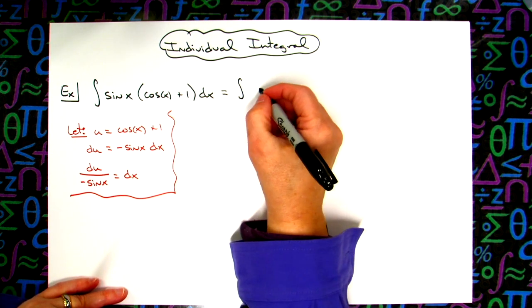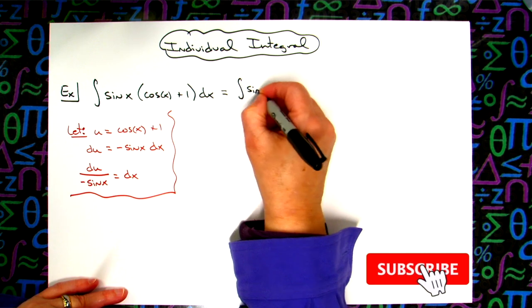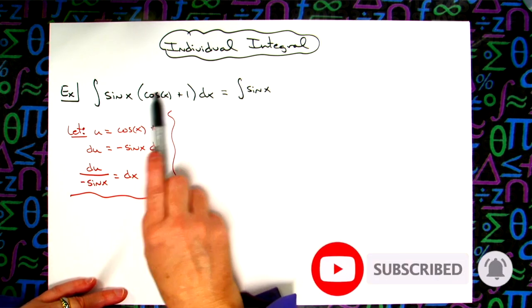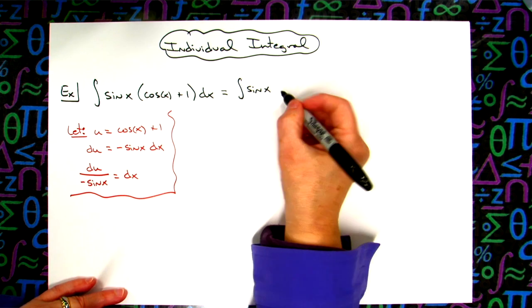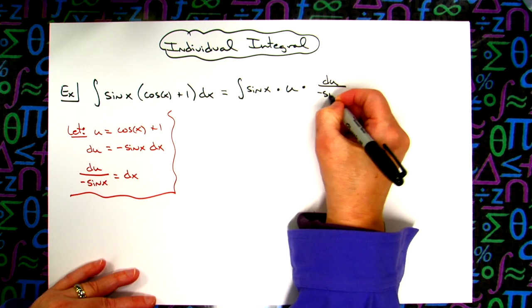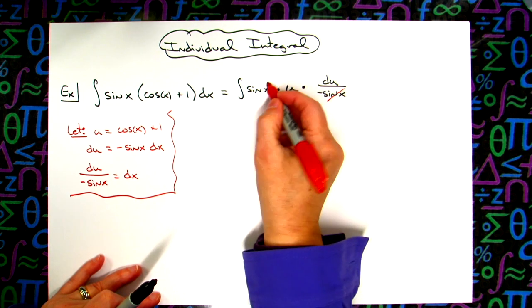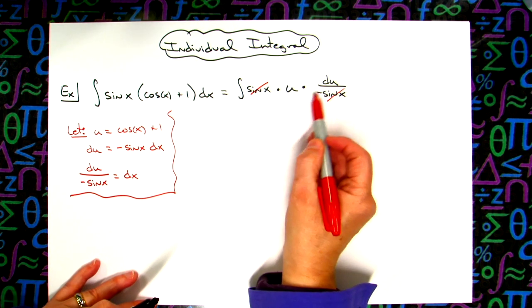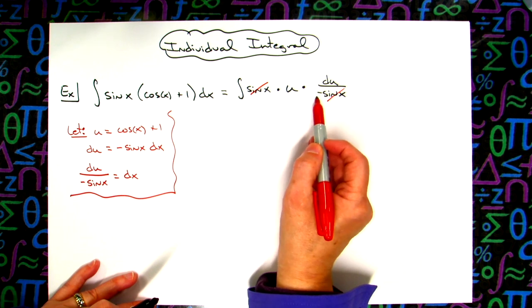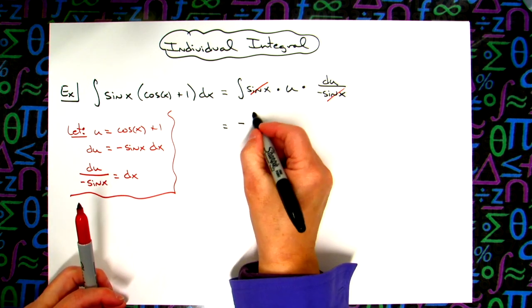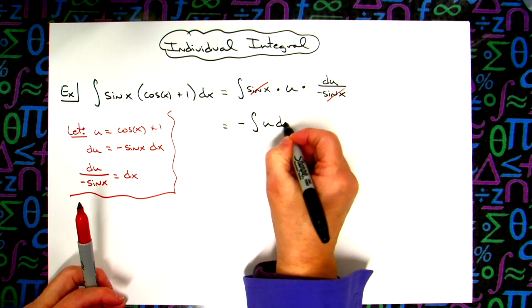We're going to have the integral. We will keep our sine x. We're going to replace this entire quantity with u, so that'll be times dx. That's going to allow us then to cross out those sine x's. We will still have that negative right there, and we're going to pull that out in front of our integral. So we'll pull that out in front, then we'll have the integral of u du.